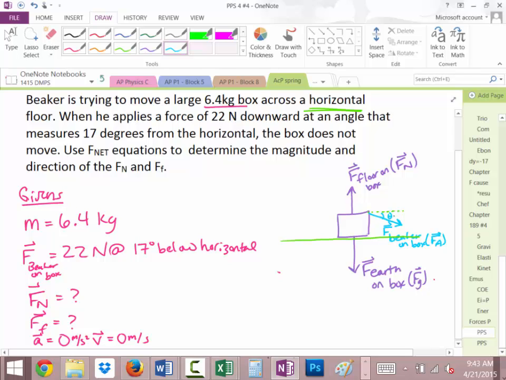Ashley? Force of friction. How do you know? It wants us to find the force of friction, so there has to be. Oh, that's a little snarky way to answer that question, right? It asks for the force of friction, so we've got to put it in there. I have another question for you. How else do you know? It's not moving and Beaker's pushing, so there has to be something. Yeah. Right? Does that make sense?